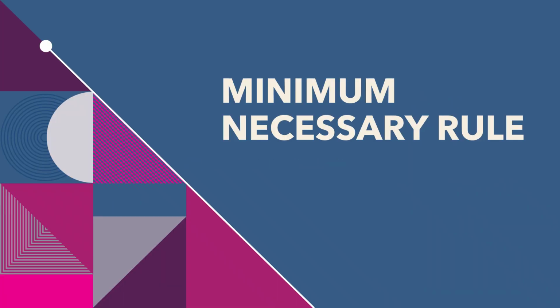Now let's talk about the minimum necessary rule, one of the core principles of HIPAA privacy. Even when sharing information is allowed, HIPAA requires that only the minimum amount of protected health information needed to accomplish the task is disclosed. This rule keeps privacy at the forefront of every interaction, whether it's a phone call, a report, or a record request.